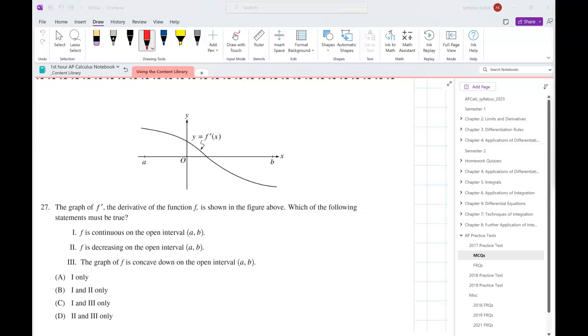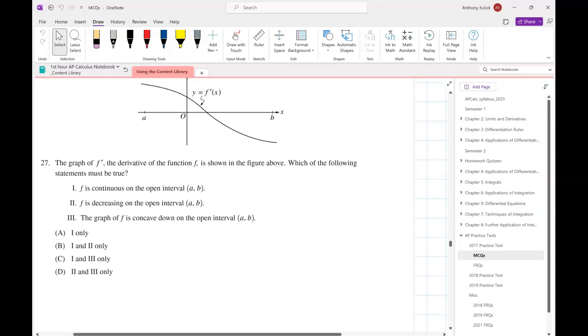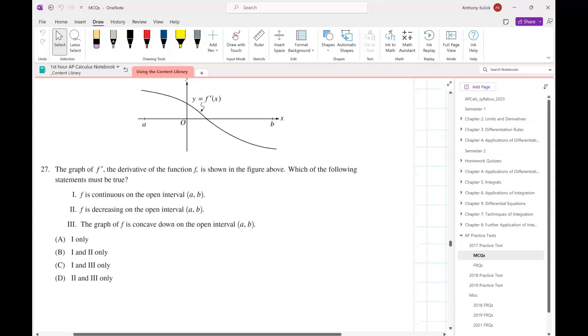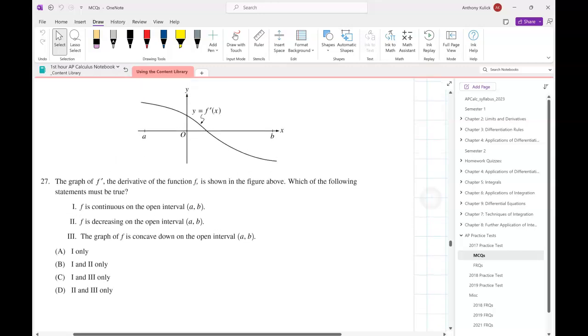I think we left off on number 27. So again, we're still on the no calculator multiple choice. If you have that packet with you, I invite you to take it out so you can follow along. So on 27, it says the graph of f prime, shown in the figure above, which of the statements must be true?